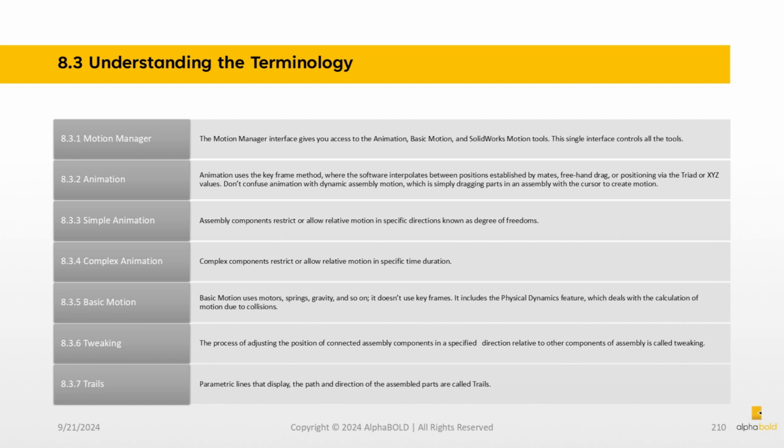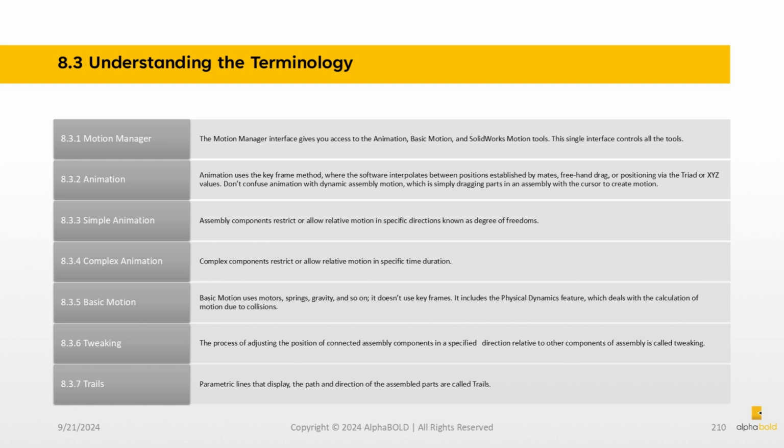Animation uses the keyframe method, where the software interpolates between positions established by mates, freehand drag, or positioning via the triad or XYZ values. Don't confuse animation with dynamic assembly motion, which is simply dragging parts in an assembly with the cursor to create motion. Simple animation. Assembly components restrict or allow relative motion in specific directions known as degrees of freedom. Complex components restrict or allow relative motion in specific time duration. Basic motion uses motors, springs, gravity, and so on. It doesn't use keyframes. It includes the physical dynamics feature, which deals with the calculation of motion due to collisions.